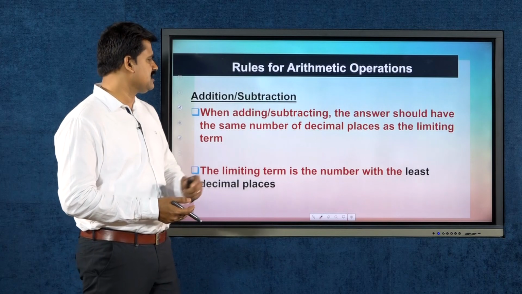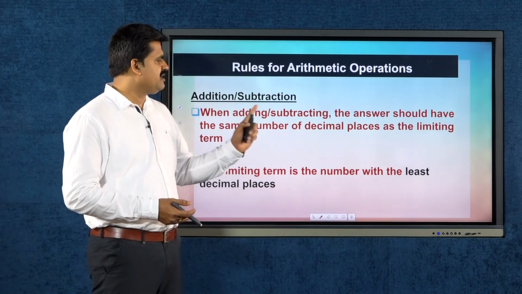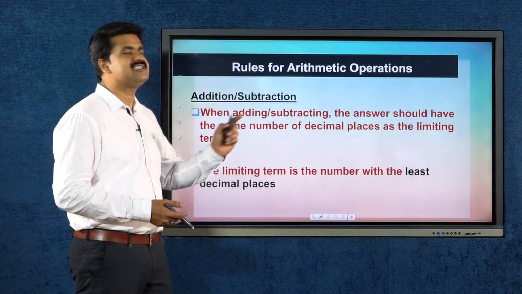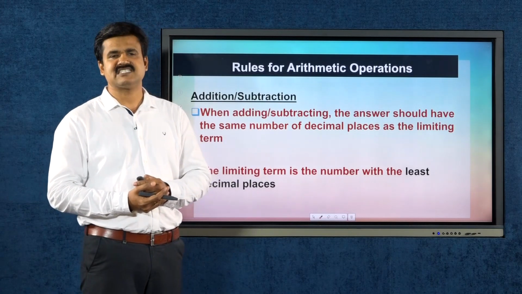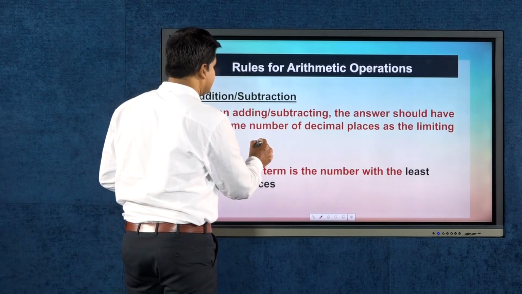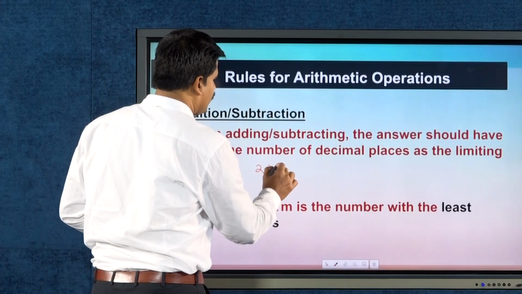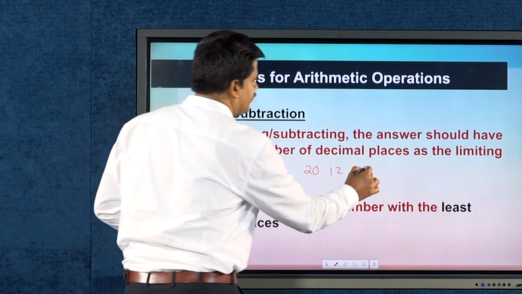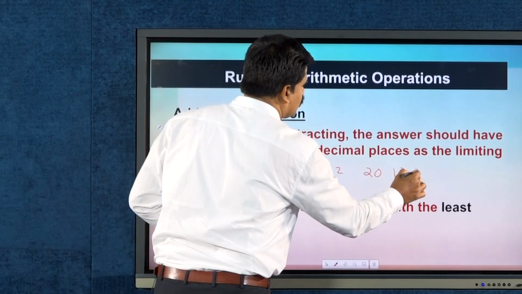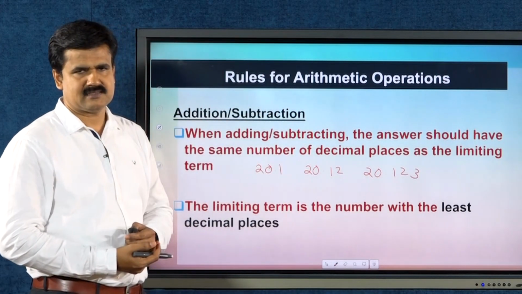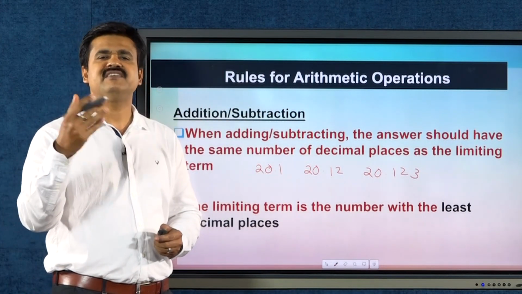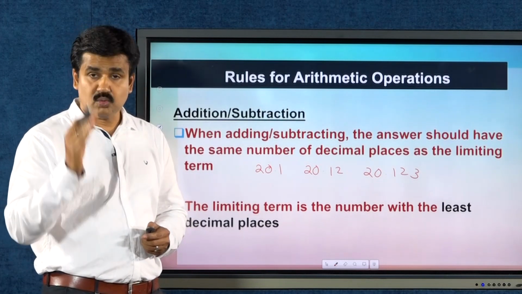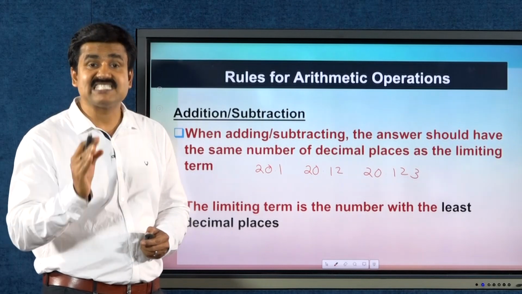The limiting term is the number with the least decimal places. Suppose there are three quantities like 20.1, 20.12, 20.123. These are three numbers. Can you try to find out which one is the limiting term? The limiting term is the one with the least number of decimal places.